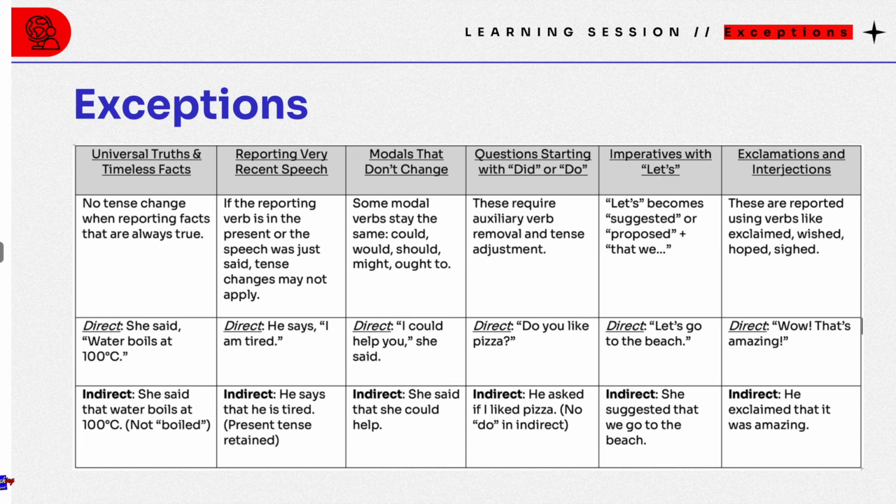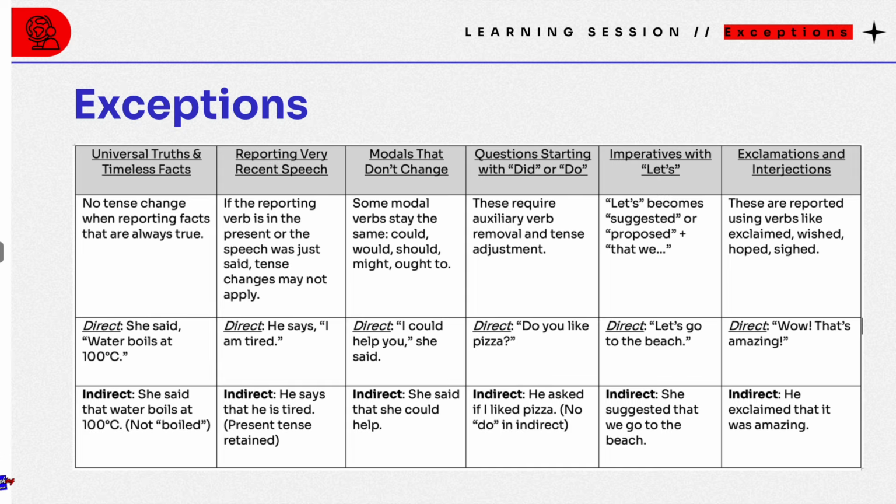We don't change it. Questions starting with did or do. These require auxiliary verb removal and tense adjustment. So for example, do you like pizza? Here in indirect speech, he asked if I liked pizza. Not do in indirect speech, okay? Because like I said, it's one tense back, and like I mentioned before, we do not use a question in indirect speech. No, we just make it into a sentence. No question in reported speech.